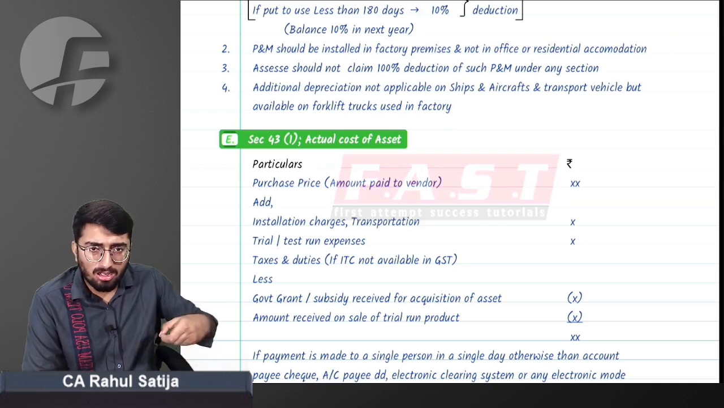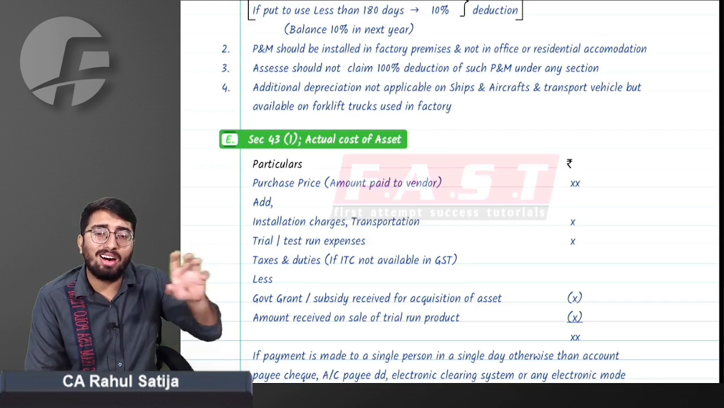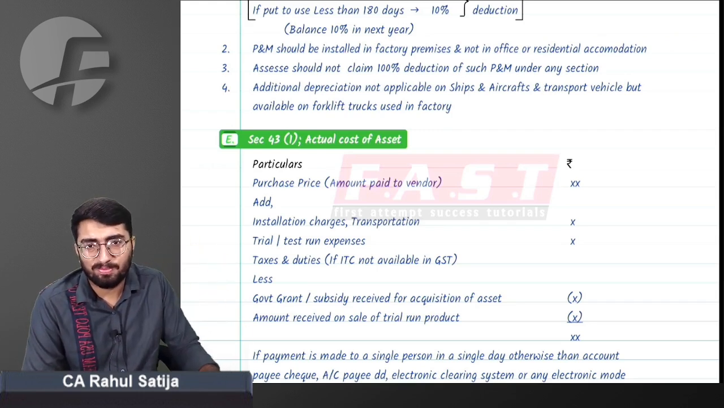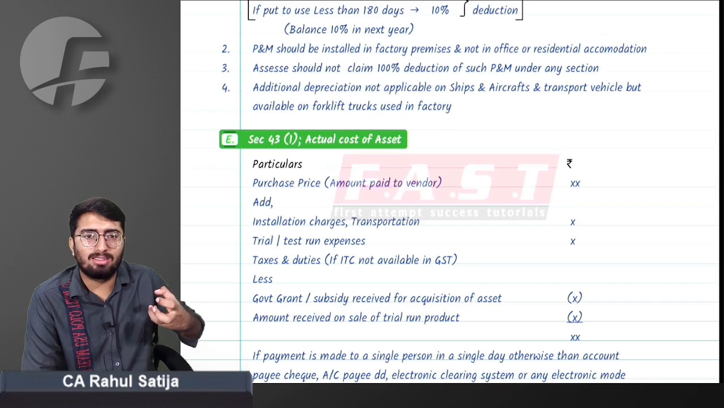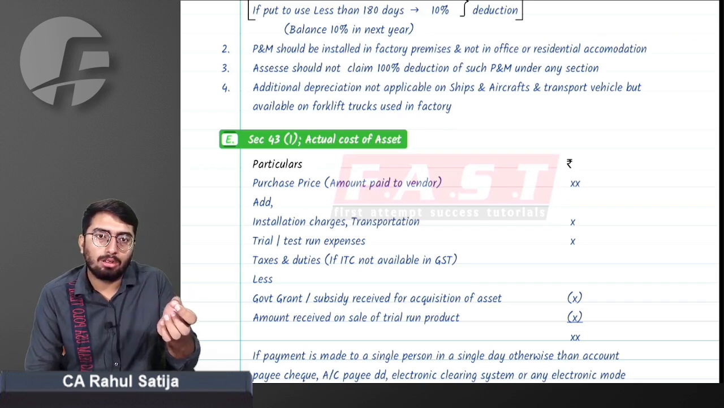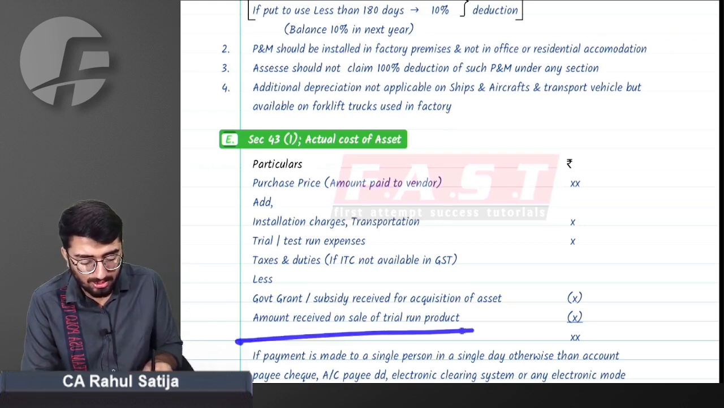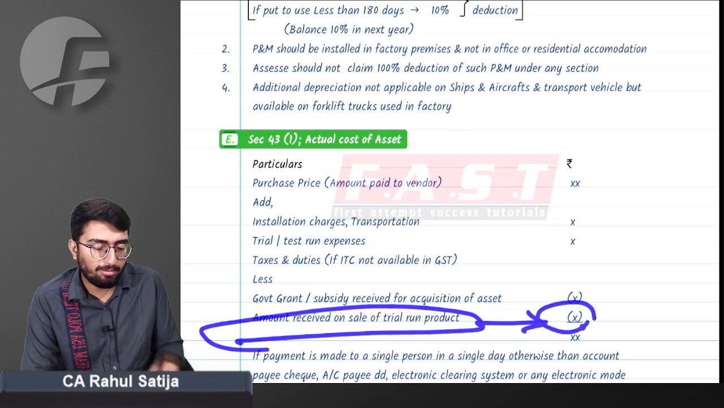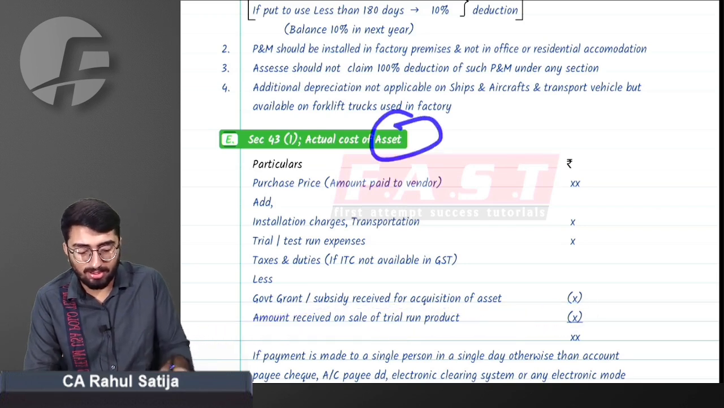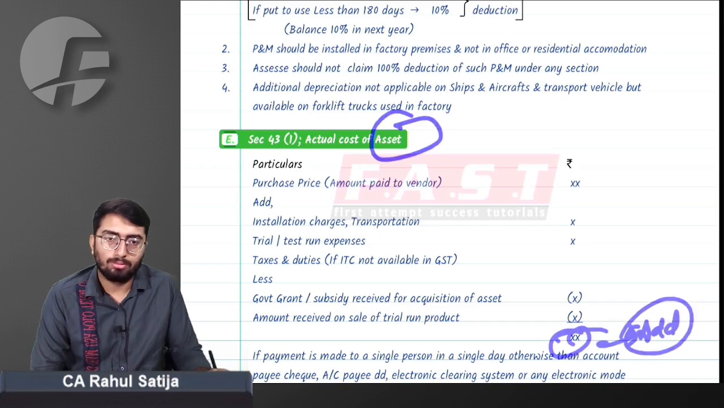But what if the soaps made in the trial run are being sold to an outsider or any person, and I earn some money from it? Any amount received on such sale of trial run products will be reduced from the cost of the asset, and the balance amount will be added to the cost.